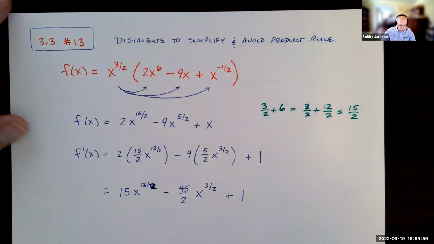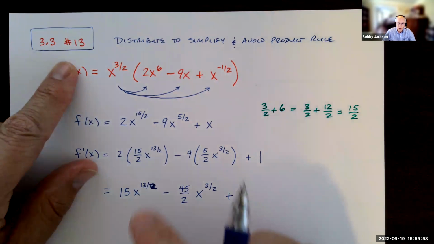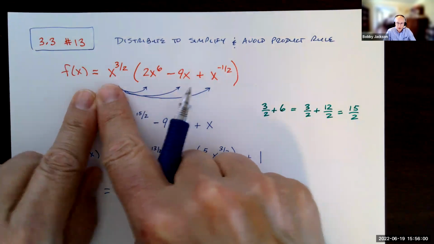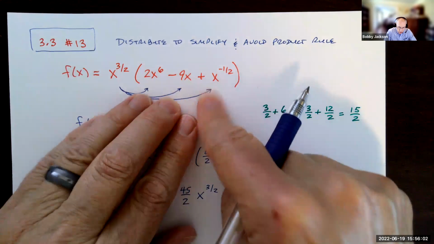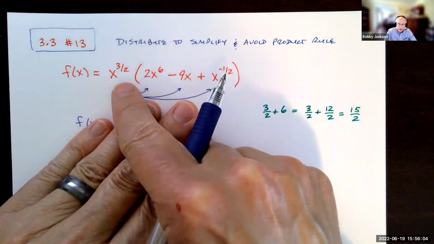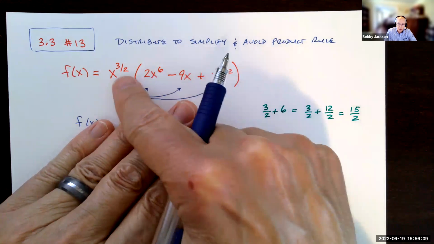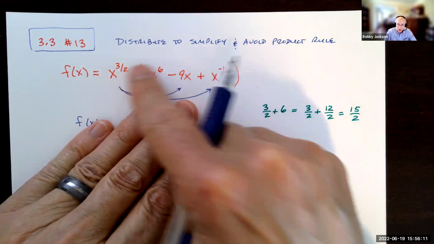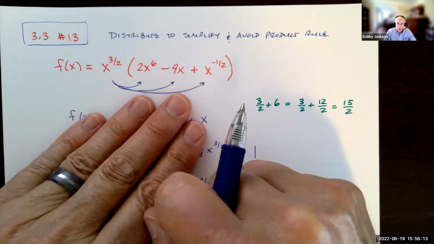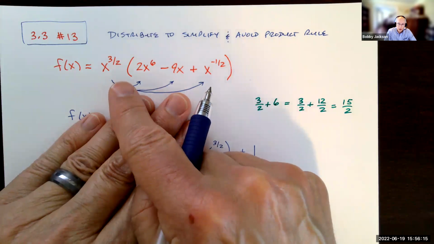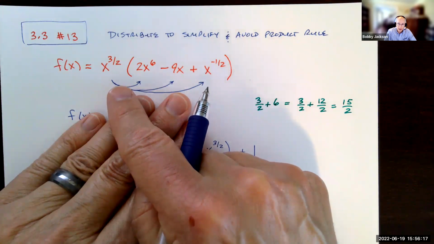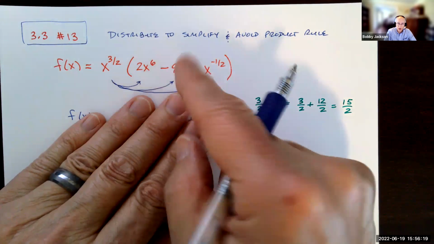Okay, let's take a look at Achieve section 3.3, number 13. You're given this function here or something like it. You've got x to the 3/2 power in this case, and then an expression. You've got exponents that are fractional, some negative exponents, so a little complicated, but something that I would suggest very highly is if you can simplify an expression and you're allowed to do so.